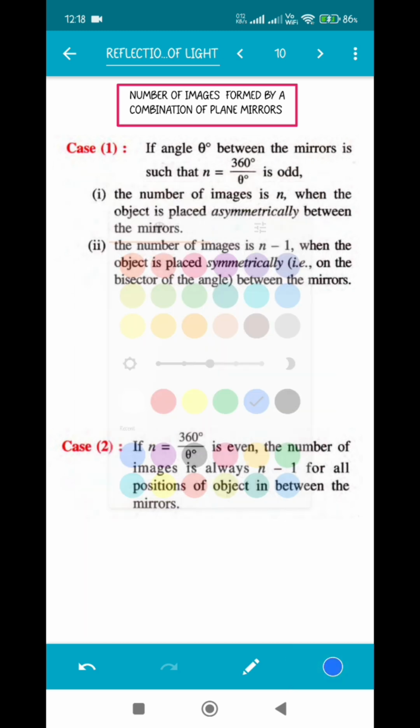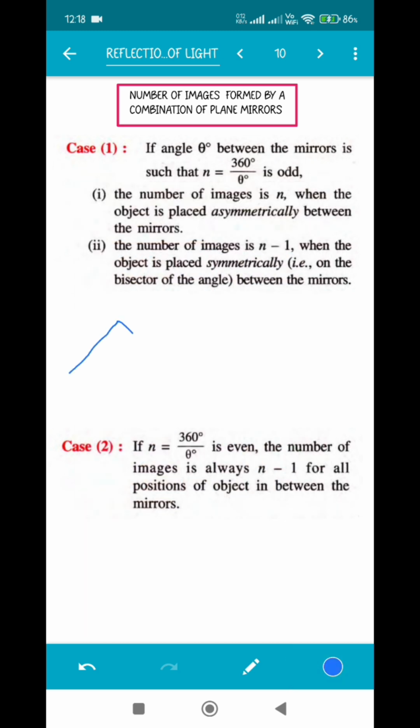Let's imagine we have two mirrors between which the angle is 72 degrees. In the first case the object is placed asymmetrically, that means at one of the corners or somewhere, but in the second case the object is placed symmetrically, that means exactly at the center of the two mirrors. In both cases the number of images will be different. Before doing that, let's find the value of n.